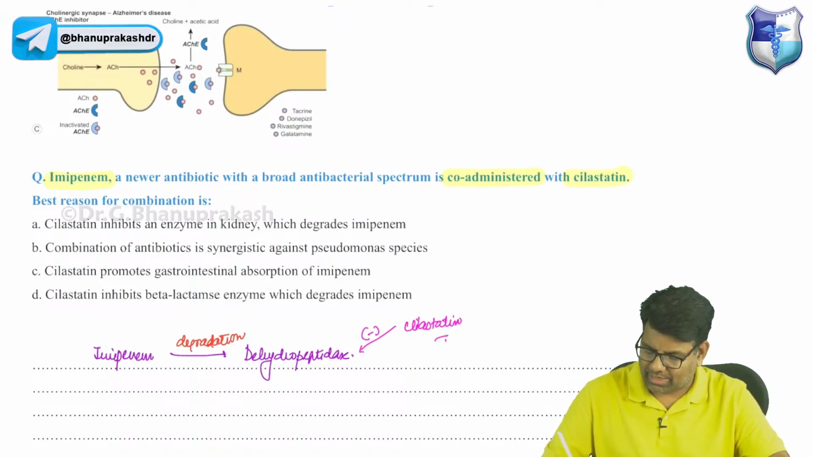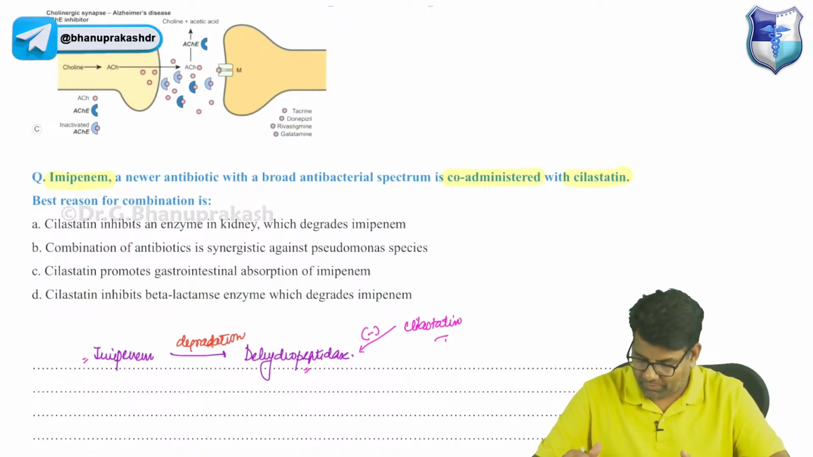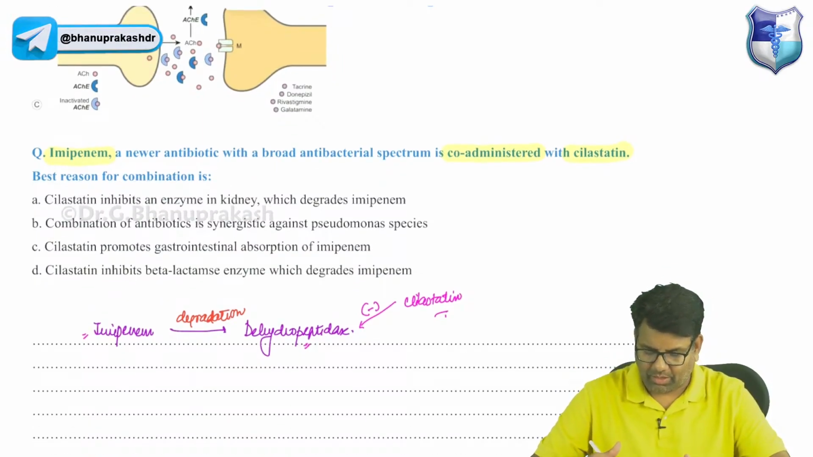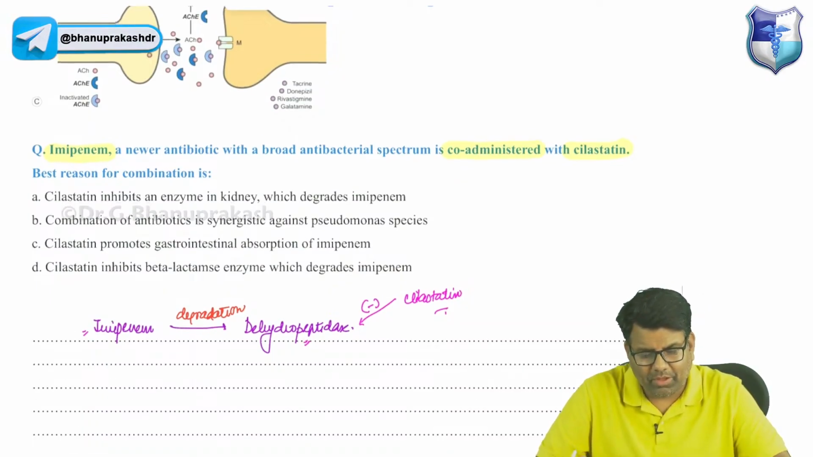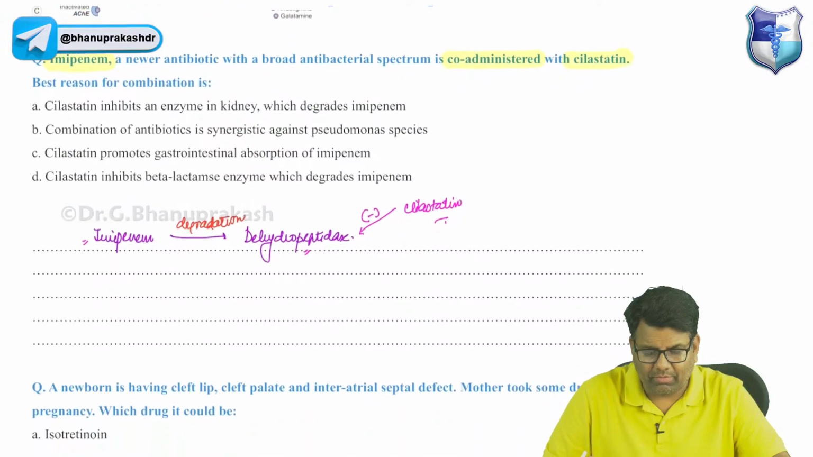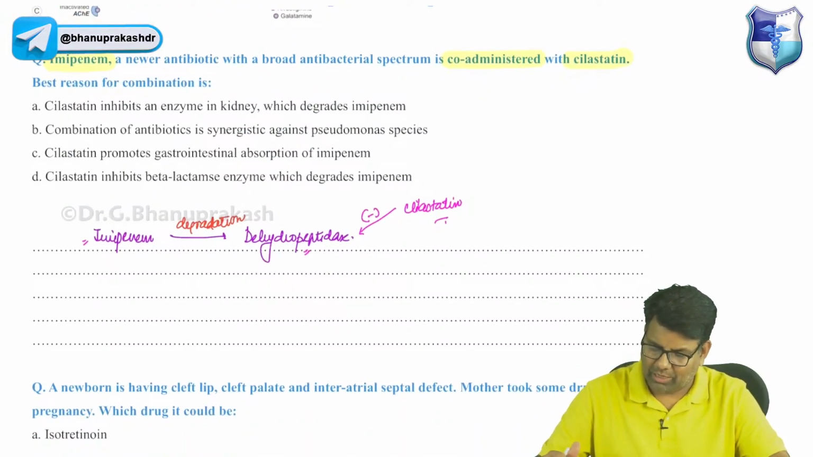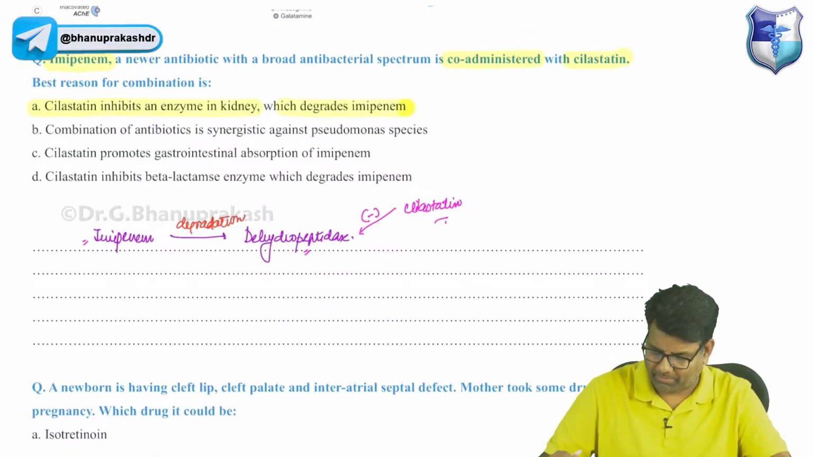Right? So cilastatin will inhibit dehydropeptidase and will make sure that imipenem is there in sufficient quantity so as to bring about the pharmacological effects. That's why instead of plain imipenem, we prefer imipenem in combination. Very good. That is the reason why we add cilastatin to imipenem. The answer is cilastatin inhibits an enzyme in the kidney which degrades imipenem.